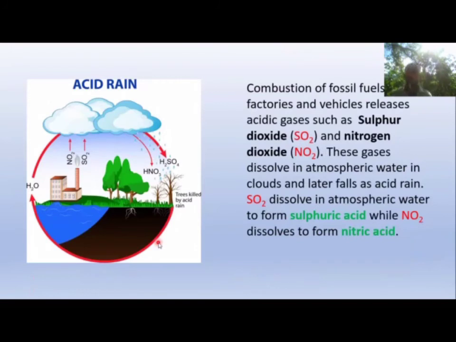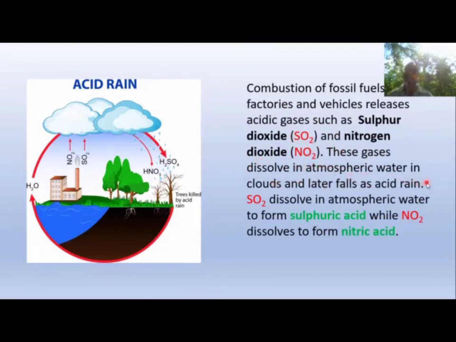Let's look at acid rain now. Acid rain is something that really occurs in most first world countries. So you remember from the carbon cycle, we talked about the combustion of fossil fuels. So if a vehicle, a car, truck, bus, plane, ship, and factories, they produce gases such as sulfur dioxide. Let me write it here. So sulfur dioxide, this is the formula for sulfur dioxide, and they produce nitrogen dioxide. This is nitrogen dioxide right here.